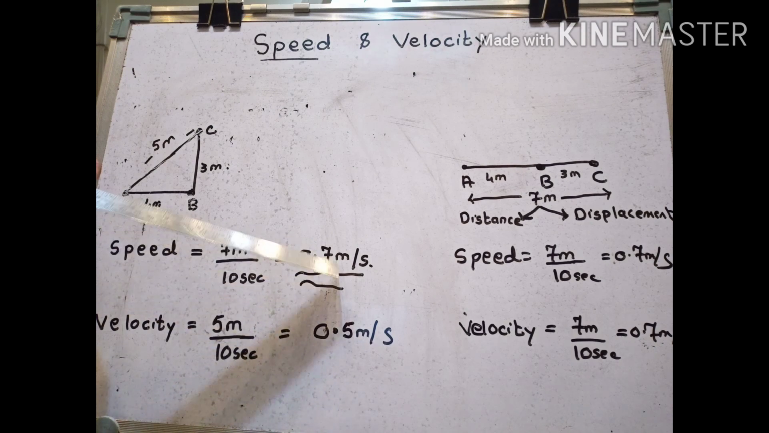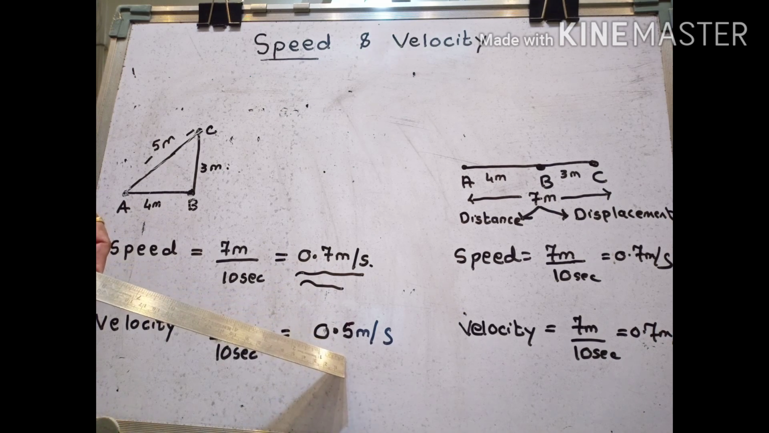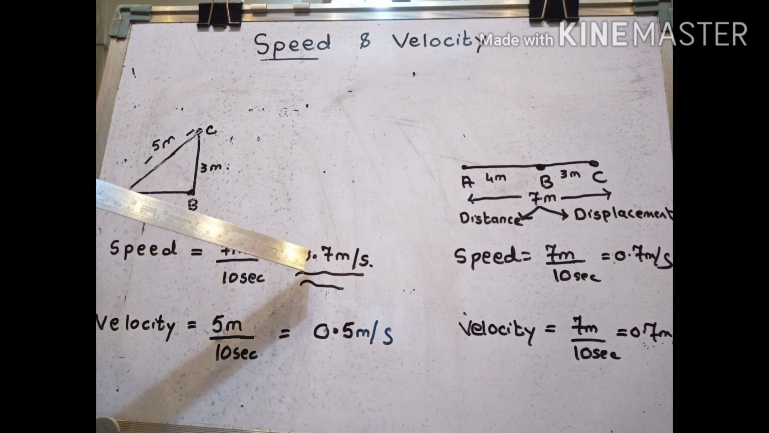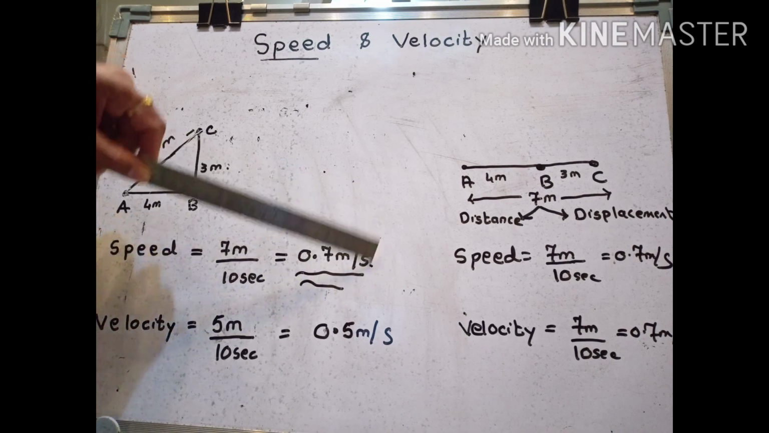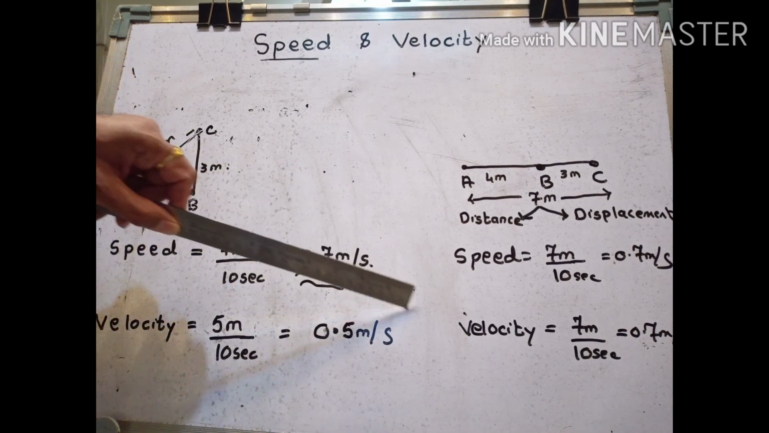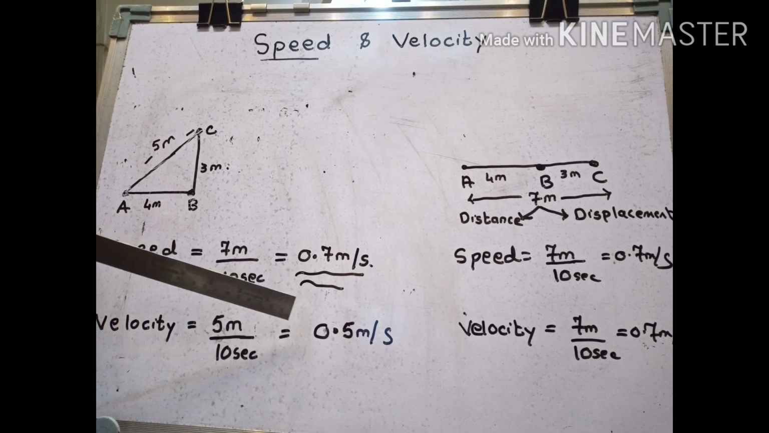0.7 meter per second is definitely greater than 0.5 meter per second. So when motion is not in a straight line, you can see that the magnitude of speed, magnitude means numerical value of speed, is greater than the numerical value of velocity, right? Now let us look at what happens in the scenario where motion is along a straight line.